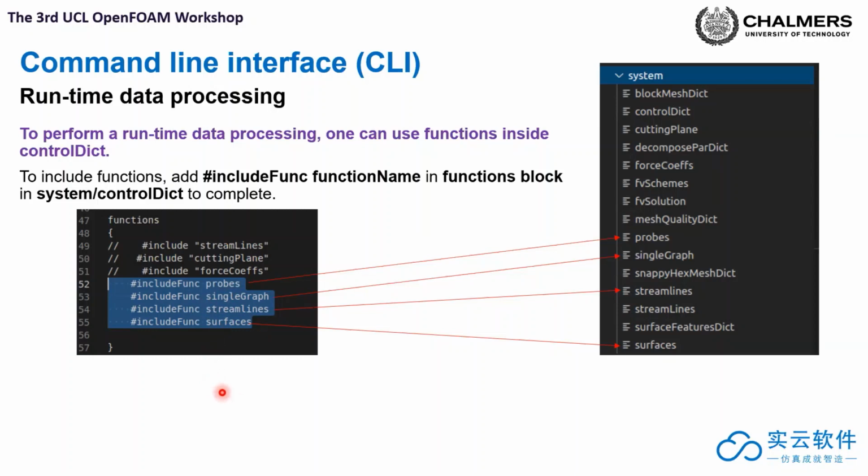Just be careful that I don't think the user has access to change the name of this. For example, if you use #includeFunc probes0 and you have system/probes0, I'm not sure if it will match or not. But I think it's safe to just keep the default ones, like probes is just called probes. Don't try to modify it if you want to use this way.